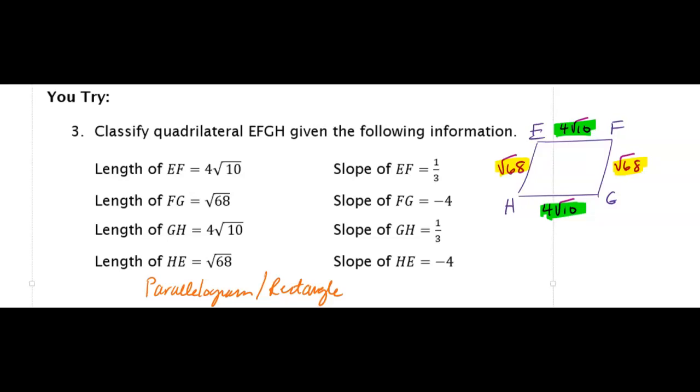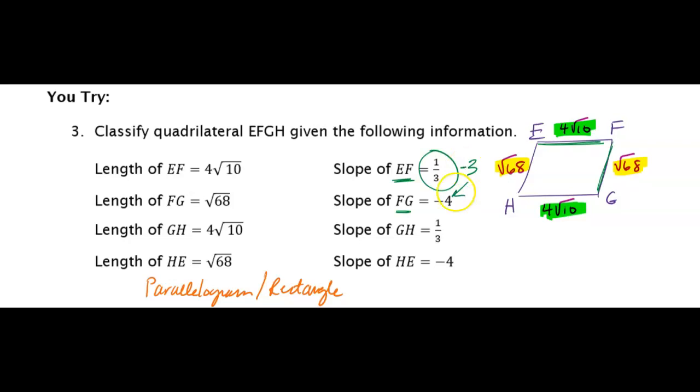So let's take a look at EF, which is this one here. That's my top line. And then FG. And let's see if they make a right angle. Because if they don't make a right angle, then automatically this has to be a parallelogram. So in order for these to be perpendicular to each other, they need to be opposite reciprocals. So if I take the number 1/3, and I take the reciprocal of it, it would be 3. And then if I made it opposite sign, it would be negative. That is not the same as the slope for FG.